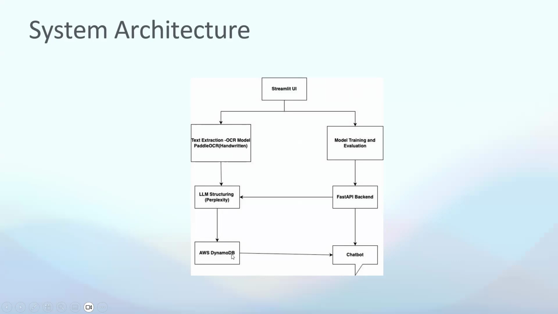In parallel, we have a model training and evaluation module, also accessible from the UI only, which supports experimentation and demos. The FastAPI backend connects all the components. It facilitates communication between the UI, Perplexity LLM, DynamoDB, and the chatbot. The chatbot accesses DynamoDB through FastAPI to handle user queries using LLM generated logic. This modular architecture ensures fault tolerance, scalability, and smooth user interaction.